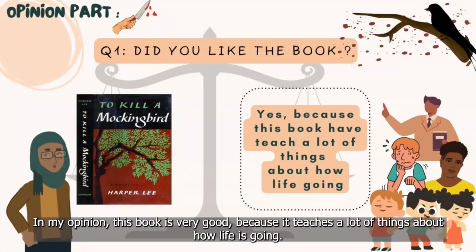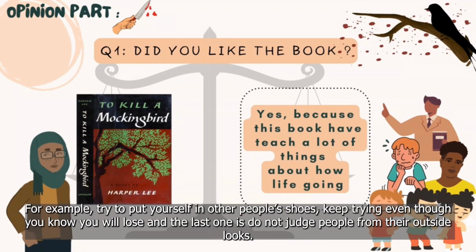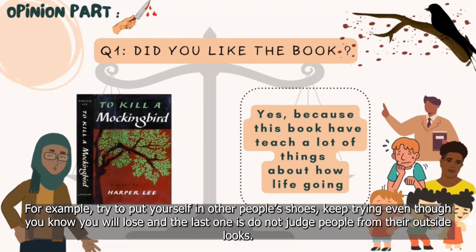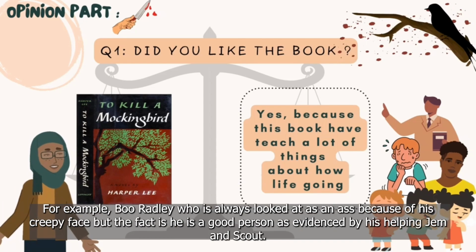In my opinion, this book is very good because it teaches a lot of things about how life is going. For example, try to put yourself in other people's shoes. Keep trying even though you know you will lose. And the last one is do not judge people by their outside look. For example, Boo Radley, who always looks bad because of his creepy face. But the fact is, he is a good person, as evidenced by his helping Jem and Scout.